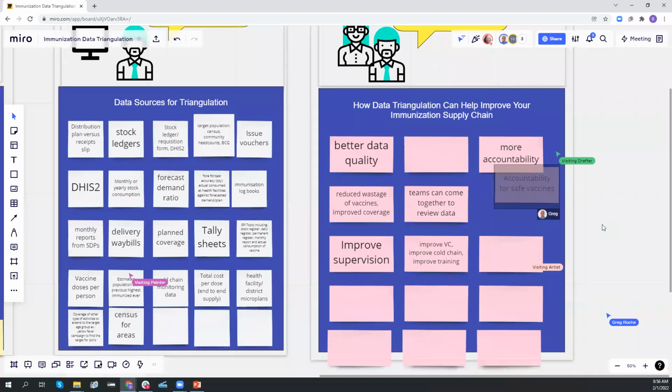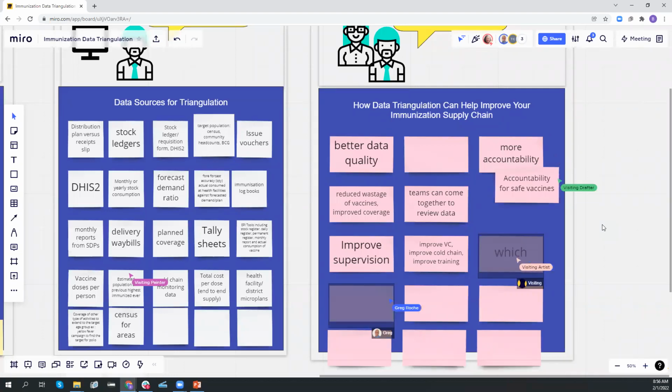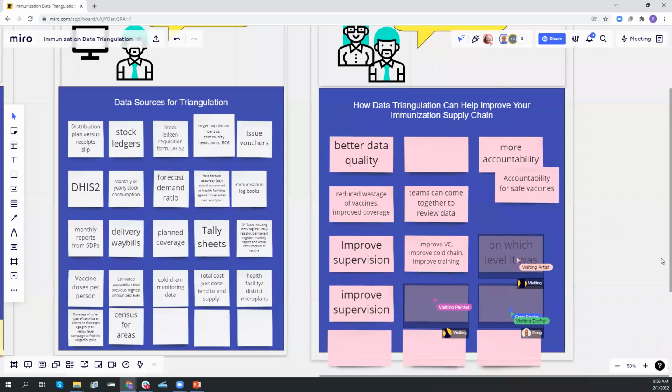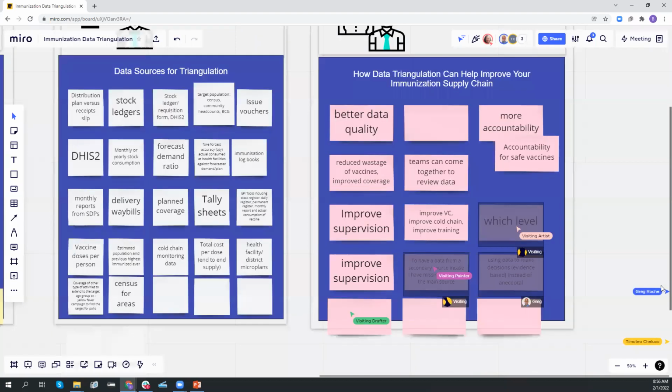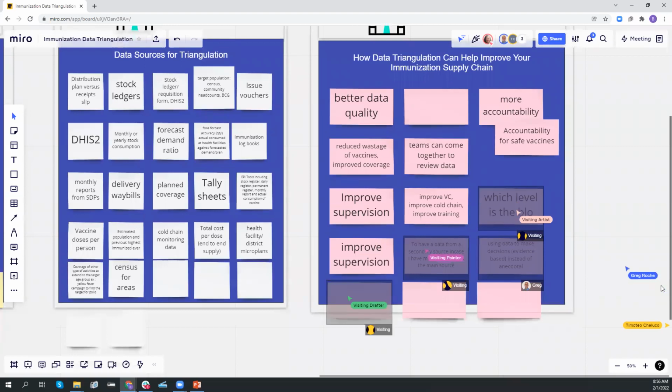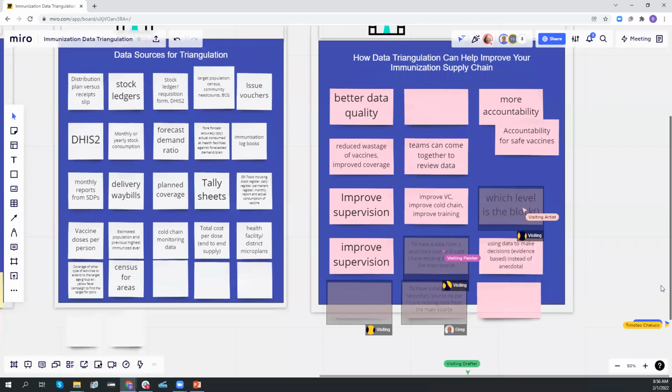So the data triangulation helped us find this problem, and also to develop recommendations and action plans to overcome it and improve the availability of this vaccine in the country. So this is one of the examples of how data triangulation can help you.